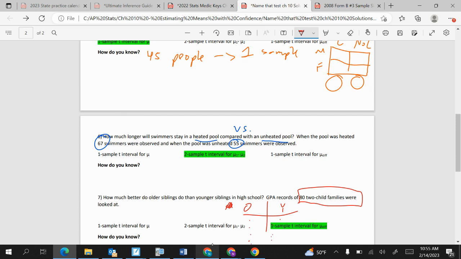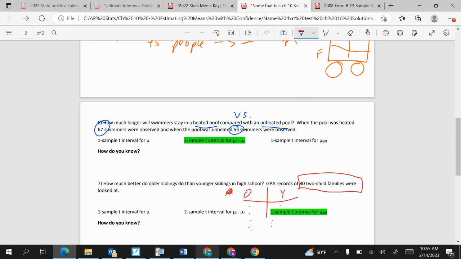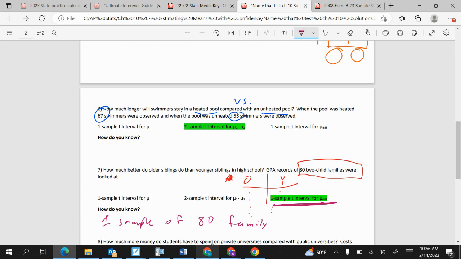And the other thing to really help here is the records of 80 families. That's hinting to one sample of 80 families, which is helping to recognize that it's mu diff and not a two sample. Because it wasn't a sample of here and another sample of here, it was just one sample of 80 people.